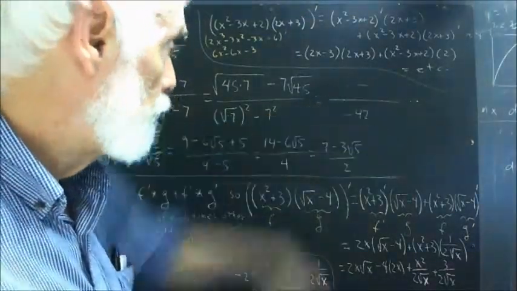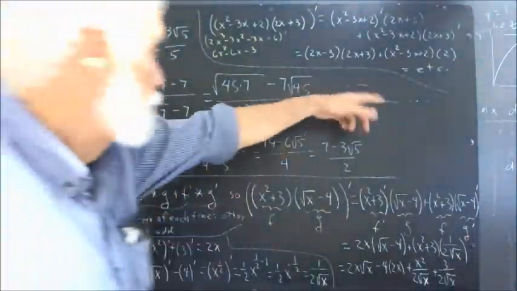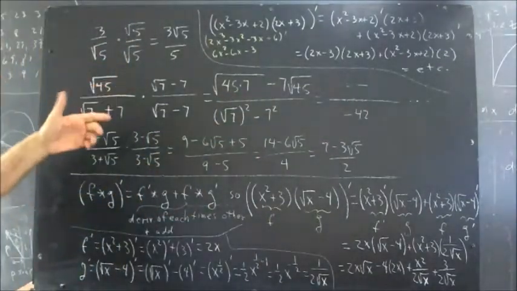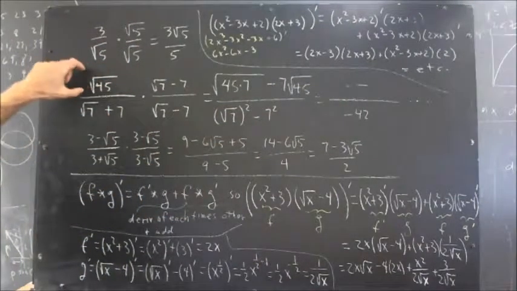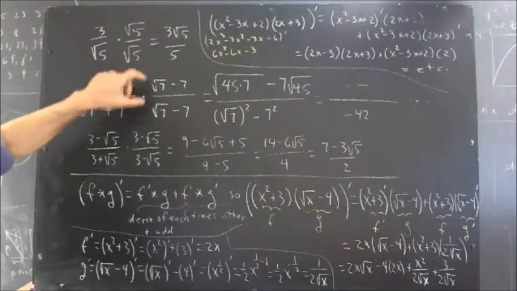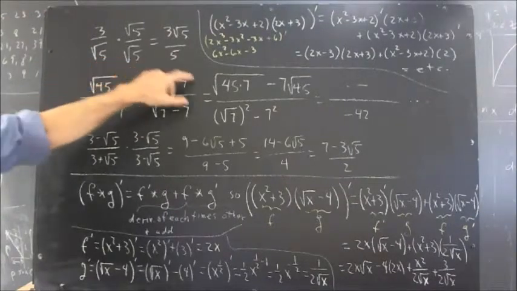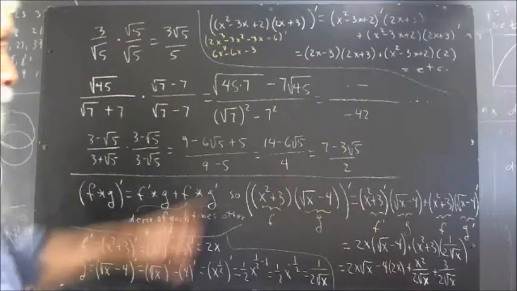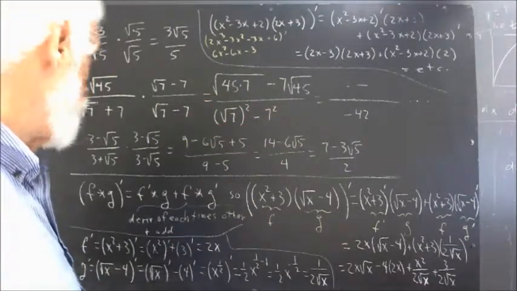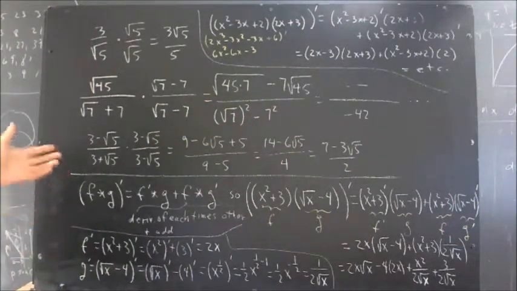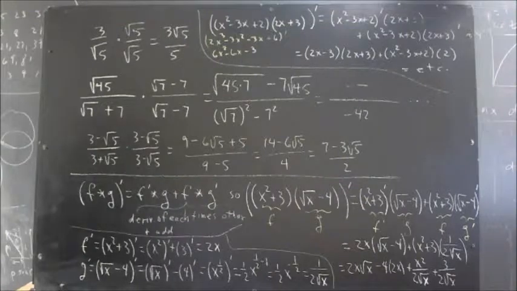Now I haven't written out everything over here. The numerator is just going to repeat what we had here, and the numerator we get just by multiplying the square root of 45, distributing that multiplication through the square root of 7 minus 7, and we get this, and that's very obvious.